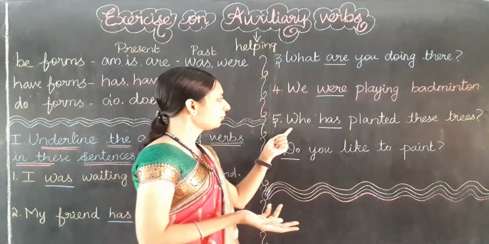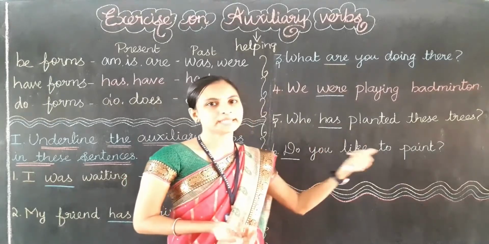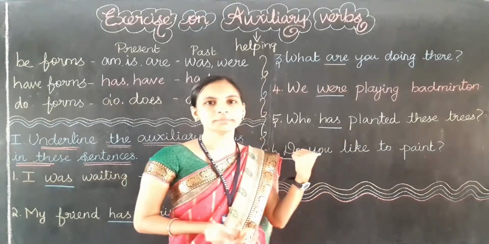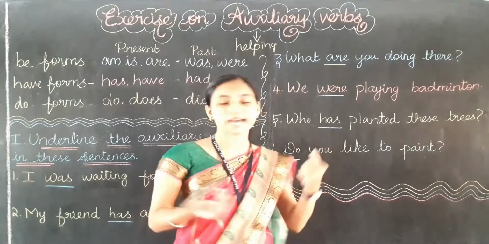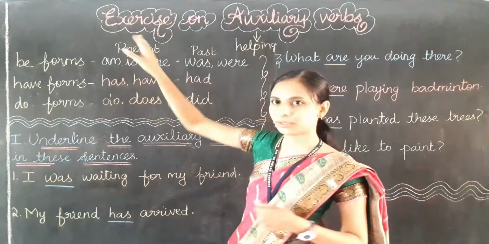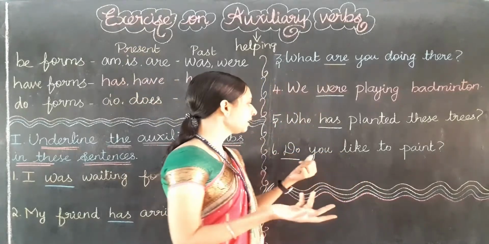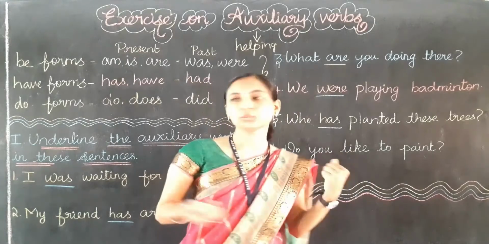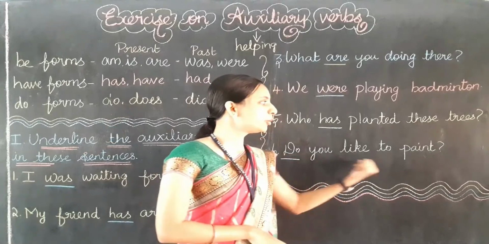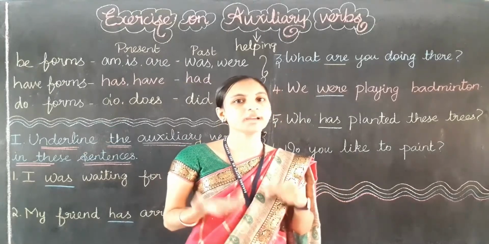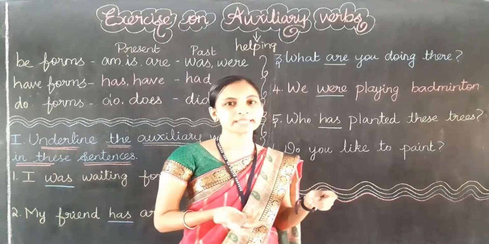Okay, fifth one, who has planted these trees? Who has planted these trees? It means what? Yes, யார் இந்த tree வந்து நட்டாங்க? Here has means what? It talks about the present time. யார் இந்த tree வந்து நட்டுட்டு இருக்காங்க, நட்டாங்க. Okay, do you like to paint? Here do will be the present time, so it talks about the present time only. Do you like to paint? உனக்கு paint படிக்க பிடிக்குமா? Yes or no, whatever the answer is, but it talks about the present time only.